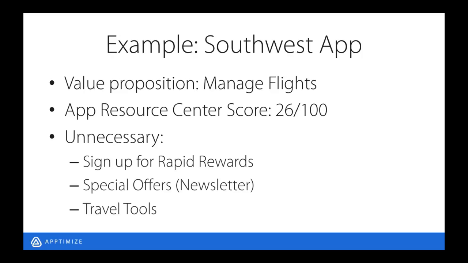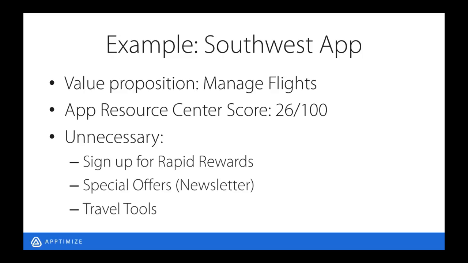Well, I was looking at the Southwest app earlier, and I noticed a few very unnecessary things. The first is signing up for Rapid Rewards. It's kind of a long process when you sign up for this program. You have to input your name, personal data, and so on, and there's a couple different screens you have to go through. That's not something people really want to do on mobile. The other thing is signing up for a newsletter. I don't know about you, but I really don't want to be signing up for a newsletter on my mobile device. That seems like something you do on web.